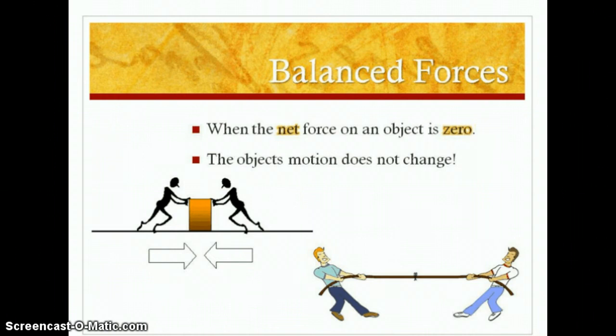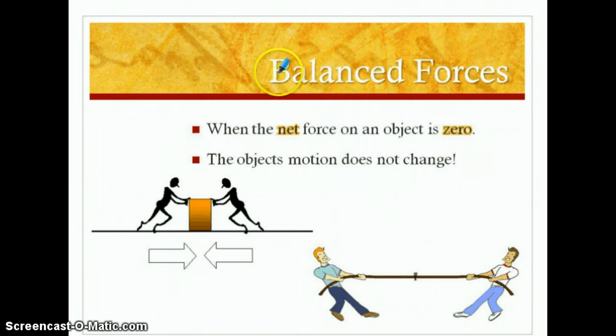Balanced forces. Balanced force is when the net force of an object is 0. The object's motion does not change. So remember last week when we did the lab when you had a partner and you had the ball on the table and you pushed with equal force, that ball did not move.